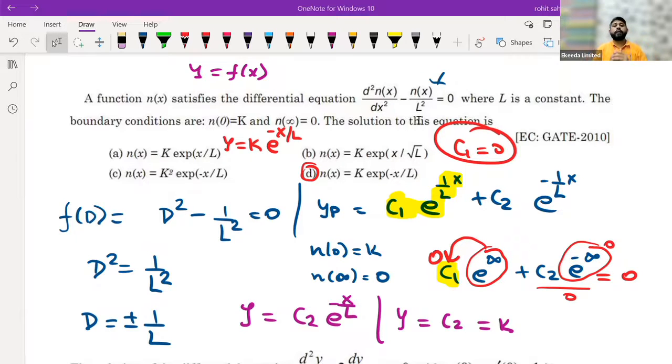Now there is a case of n of 0. So that means your C2, the constant part, will become that constant, that is K, and that's it. So I hope this is clear. I'll get back to that question. Let me just check. Okay?